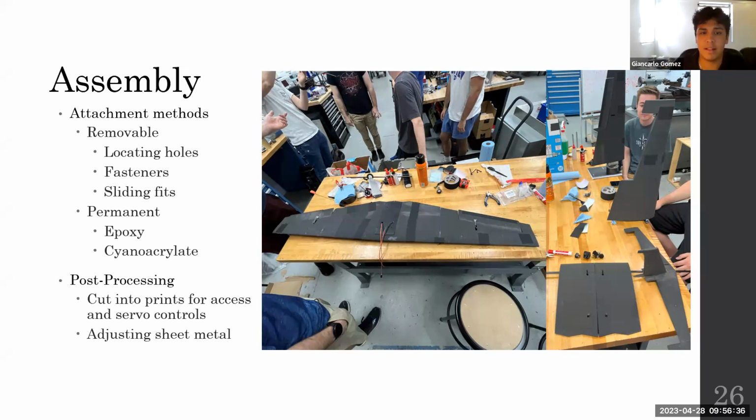For permanent attachment methods, our design consisted mostly of using 5-minute epoxy. The benefit of this was that it allowed for some gaps to be filled up, since it's thicker. But the setting time for epoxy was around 15 to 20 minutes per piece. As shown in the picture, Alex is waiting for one of the wing sections to set.